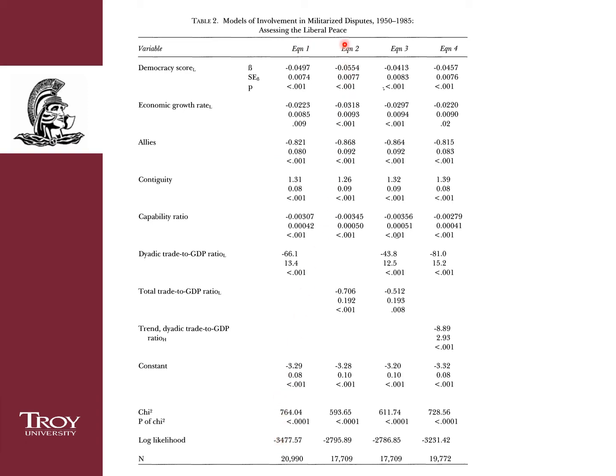Then right next to it, we have another model. If you step back from it, you can see there's a gap here and there's results here. So basically in the second model, they replace the dyadic trade to GDP ratio with the total trade to GDP ratio, right? And then they have both of them. And then they drop one out.